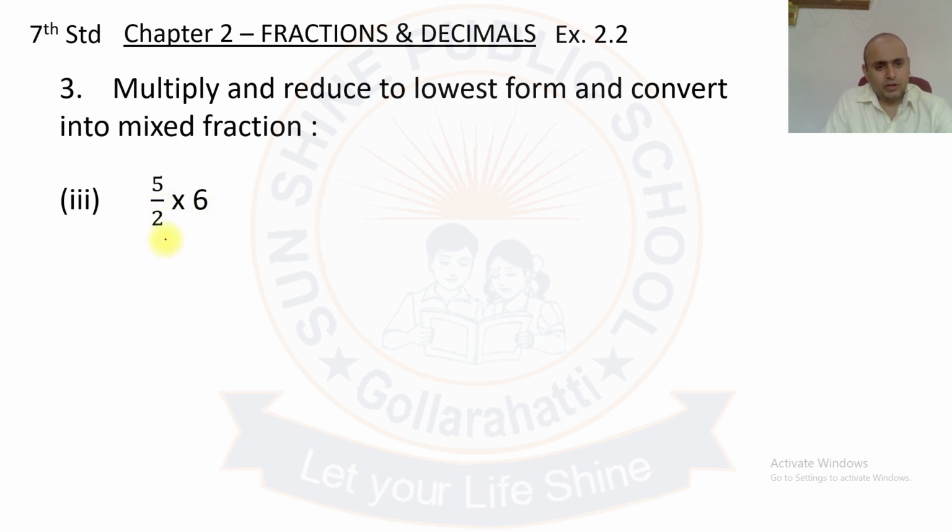Here 5 by 2 into 6, where 6 is nothing but 6 by 1. Therefore you should multiply numerator to numerator. Numerator 5 6s are 30 and denominator 2 1s are 2. So it becomes 30 by 2 when you multiply it, and this we can reduce to the lowest form. Here it goes in the table of 2. Therefore 2 1s are 2, 2 15s are 30. So the answer is 15 by 1.